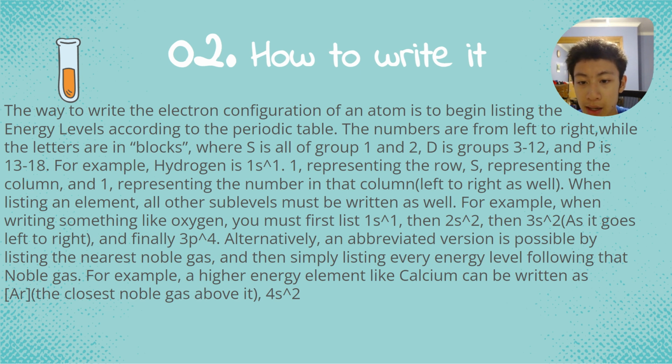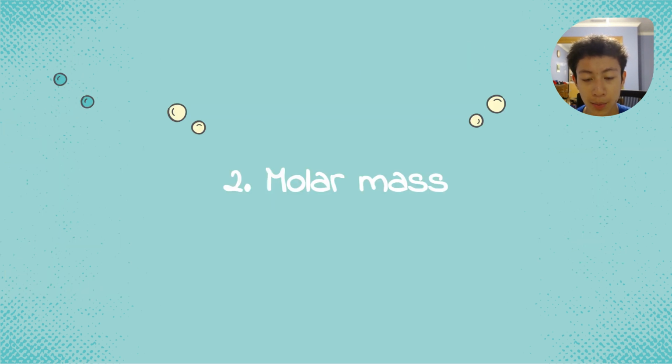When listing an element, all other sublevels must be written as well. For example, when writing something like oxygen, you must first list 1s2, then 2s2, and finally 2p4. Alternatively, an abbreviated version is possible by listing the nearest noble gas and then simply listing every energy level following that noble gas. For example, a higher energy element, like calcium, can be written as Ar, the closest noble gas above it, 4s2.